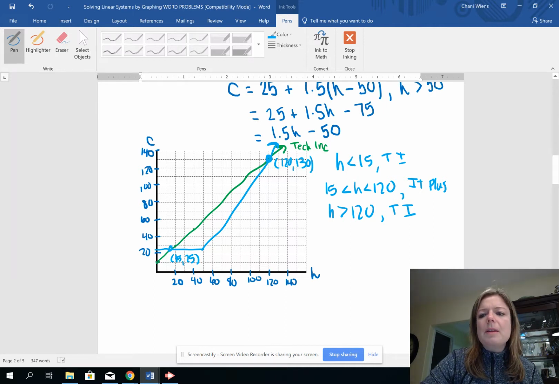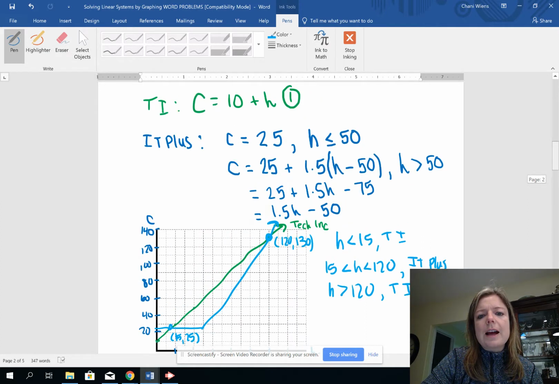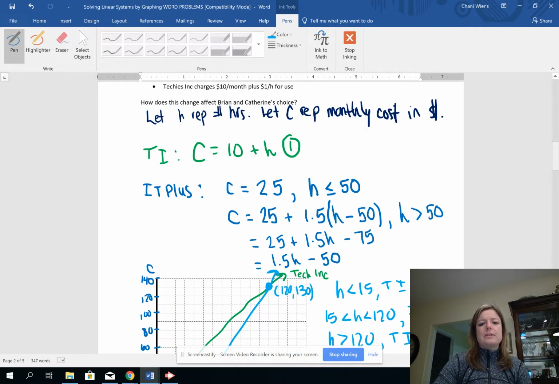Okay. So you might be wondering, well, Mrs. Wiens, how can I make sure that these numbers are exact? Like, how would I know that it's exactly 15 and 25? Well, you can still use algebra to find the points of intersection.